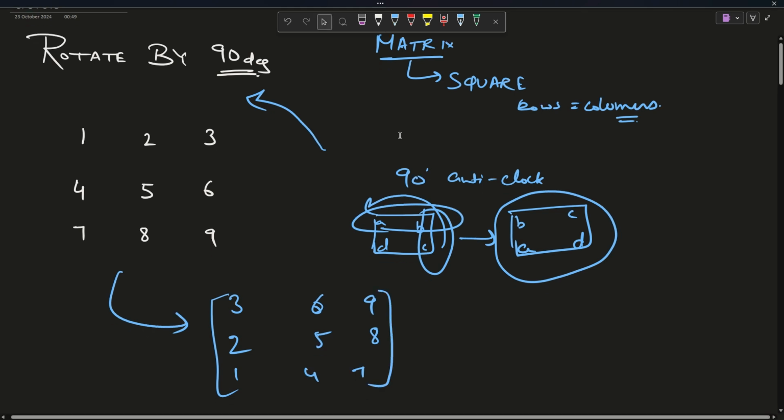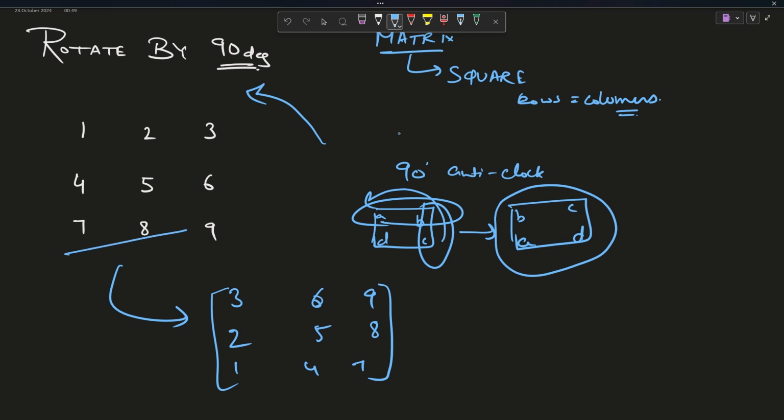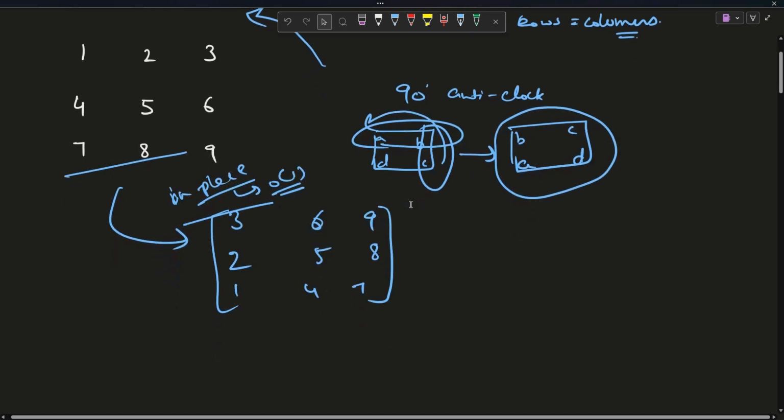Now we have to find an algorithm to convert this matrix into this matrix in place. What is the meaning of in place? In place means over one space, constant space. We don't have to use any extra space. Okay, so how will we do it?